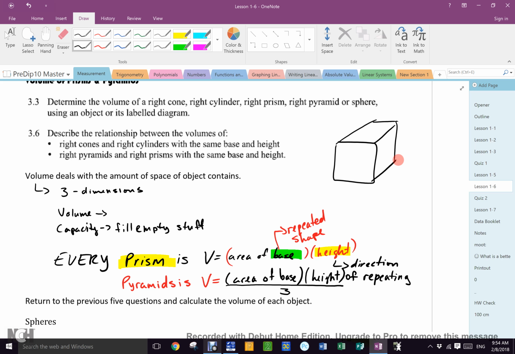There, because I want to keep bottom and base together, that is the shape that repeats. Agreed? It is 1 by 1. So how big is it? 1. It goes up 6 times. So I take the area of the base, 1, and I multiply it by the height, the direction it repeats, up 6. Everyone agree? And I get 6 units cubed.